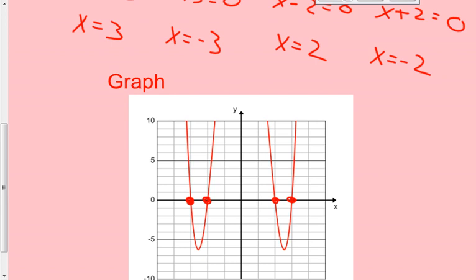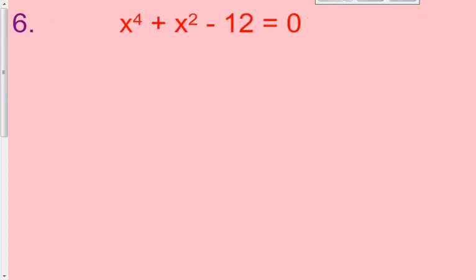So finding those zeros is a very valuable thing, class. That's why we're practicing it so often. And now, moving on to number 6. Number 6, we see if we can take out a greatest common factor, but we cannot. So let's just start factoring this.